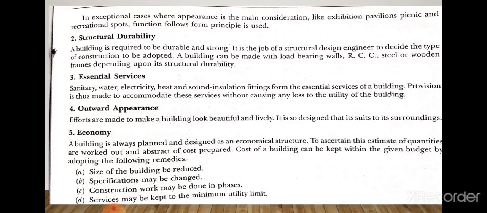Point D, services may be kept to the minimum utility limit. What point D basically means is that if we can keep some services to a limited point, then also the cost of the project can be reduced. Suppose we are planning a big education building, and people are suggesting that we need to go for 3 staircases. But if it is possible to reduce the number of staircases to 2, then also the cost of the building can be reduced. And at the same time, it is going to be convenient for the users if we go for 2 staircases. So in that way, the cost can be reduced.